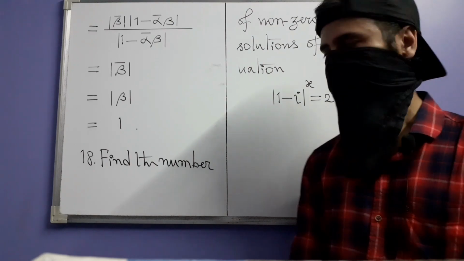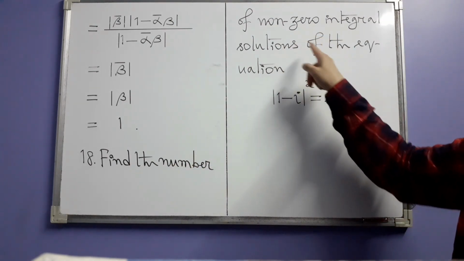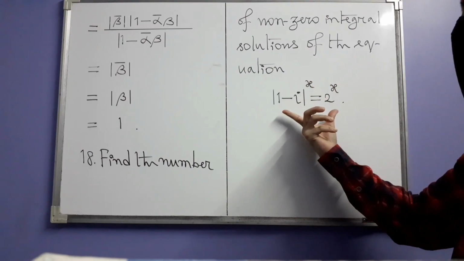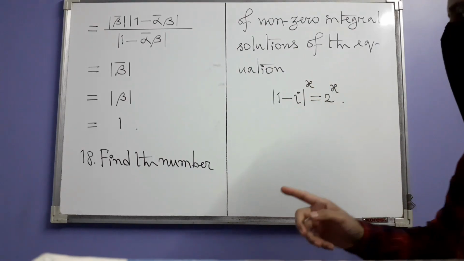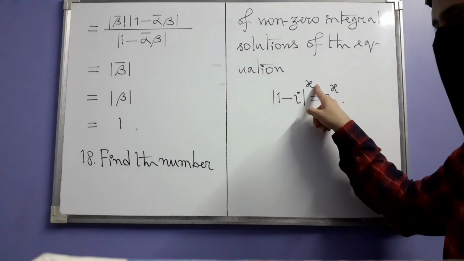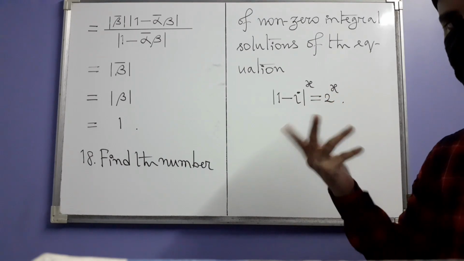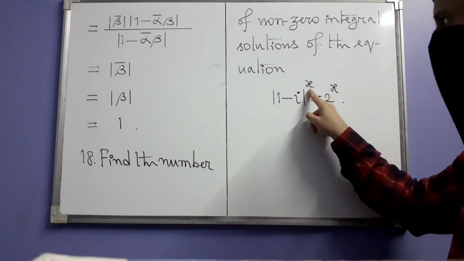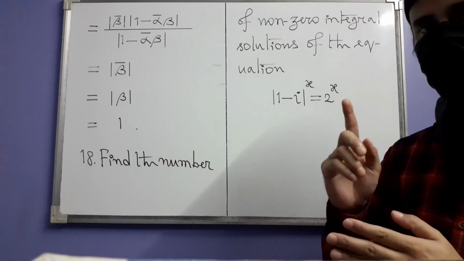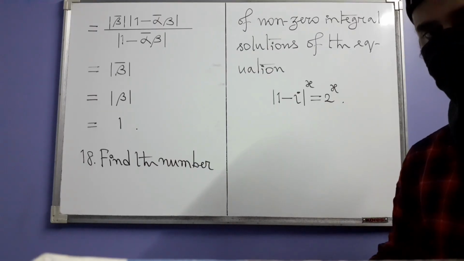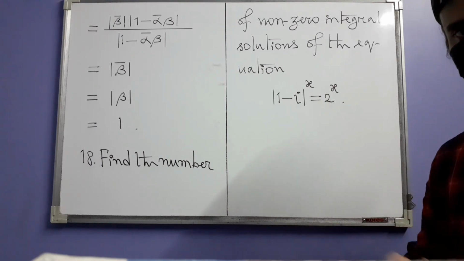Next, number 18. Here we have to find the number of non-zero integral solutions of this equation. Non-zero integral solutions, that means those non-zero integers x for which this equation will be satisfied. You can already see immediately that x equal to 0 is a solution, because then both sides will be equal to 1. But we want non-zero solutions, and actually their number, how many such solutions there are, that we have to find.